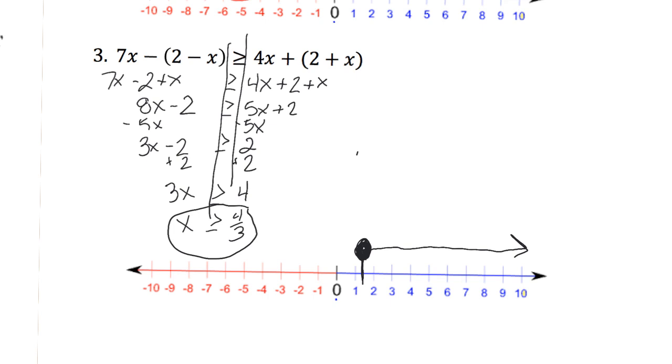Okay, so hopefully you got a fraction. It's okay to get fractions for answers. So please be aware of that, it is okay to get fractions. Your answer should be x is greater than or equal to 4/3. Okay, and this is what your graph should be. Just kind of estimate it, right? This looks about like 1 1/3.